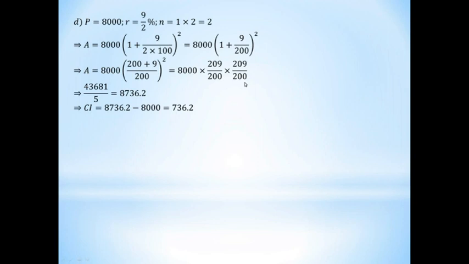So after simplifying this, you will have 8,736.2. In order to find out the compound interest, you have to subtract the principal from the amount that we have just calculated. Means 8,736.2 minus 8,000 equal to 736.2.